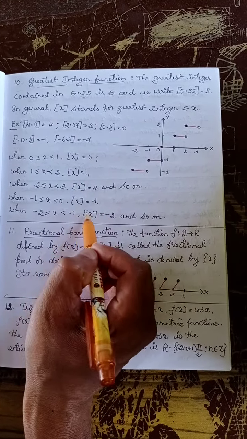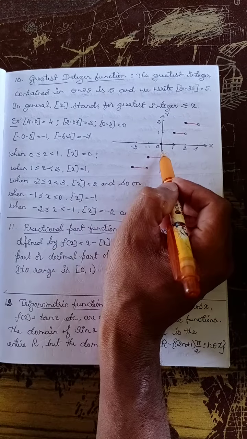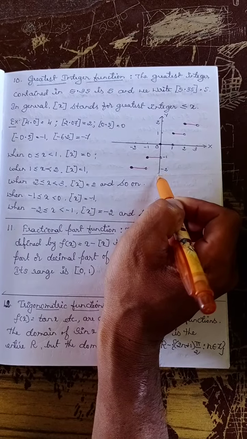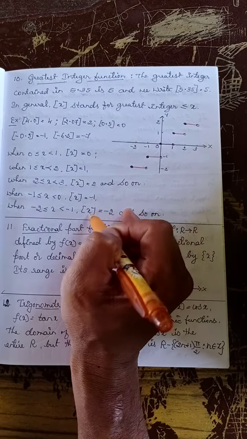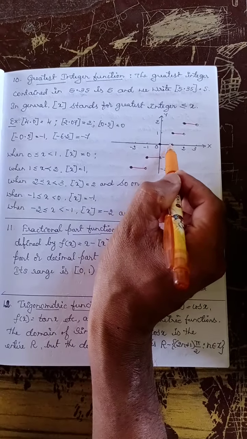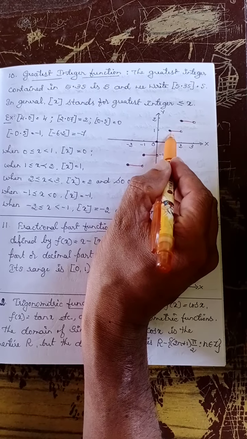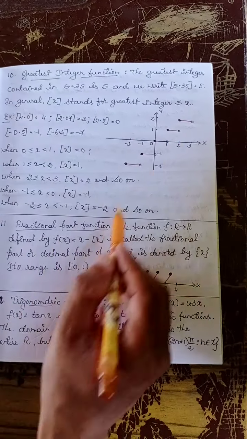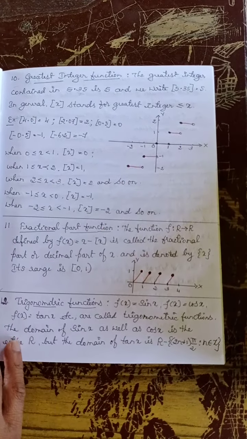These are all the greatest integer function, and the graph of this will be the greatest integer function of this: minus 2, and minus 1 and 0, or 1 here, 1 and 2. This is the graph of the greatest integer function.